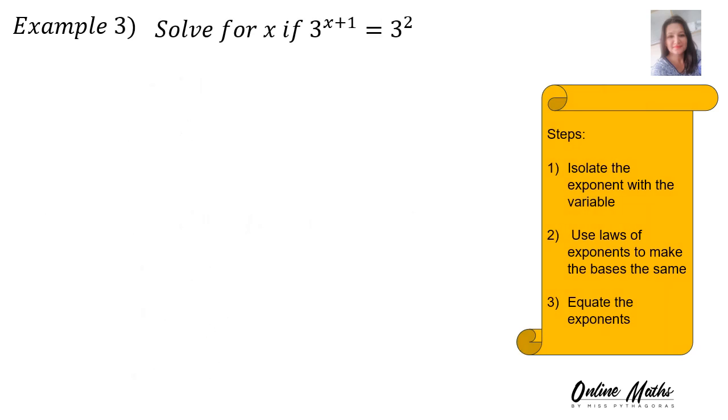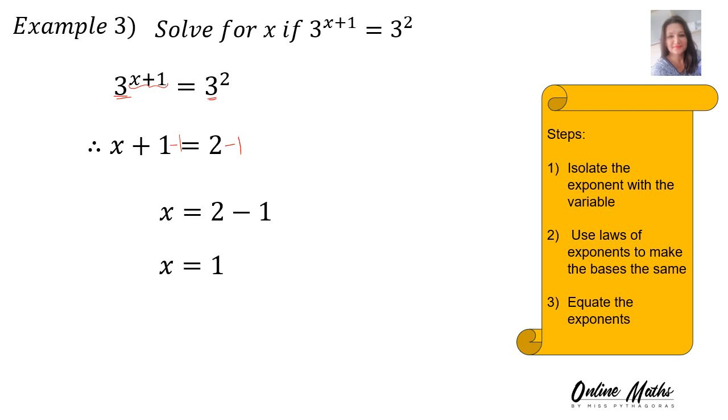Example 3. Solve for x if 3 to the x plus 1 is equal to 3 squared. Now on this one, the only thing that's new is suddenly in the exponent there are 2 terms. But the bases are still the same, therefore you can still equate exponents. And then you can say x plus 1 is equal to 2. Now we want to solve the equation, therefore we will subtract 1 on the one side and subtract 1 on the other side. And we end with x is 2 minus 1 and the answer x is equal to 1.